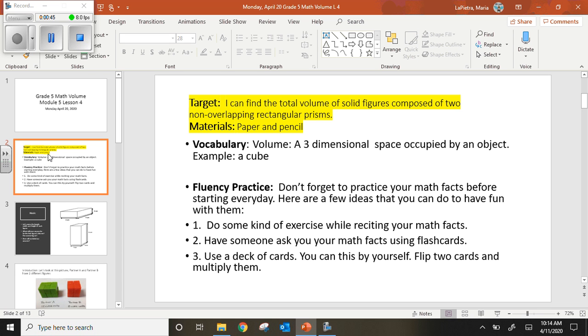Before we get started, I just want to remind you about fluency. Don't forget to practice your math facts before starting every day. And here's a few ideas that you can do to have fun with them. Do some kind of exercise while reciting your math facts. Have someone ask you your math facts using flashcards. And if you don't have anybody to do it with and you want to do it by yourself, you could still use a deck of cards and flip two cards over, multiply them, and say the answer. All right, let's get started.